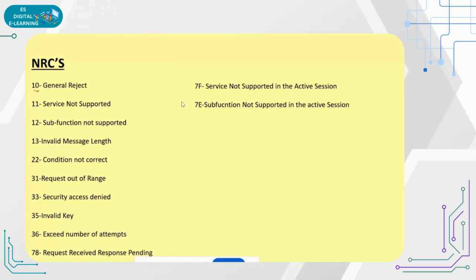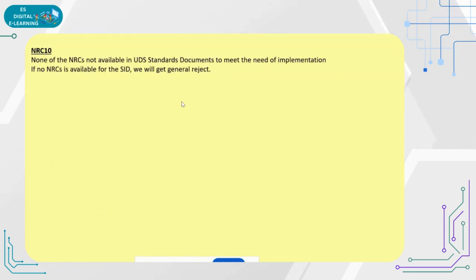In interviews they will ask you which NRCs you have worked on. There are many, but these are very common NRCs for all the services. We'll discuss them one by one. Write down NRC 10, that is general reject. NRC 10 is general reject.